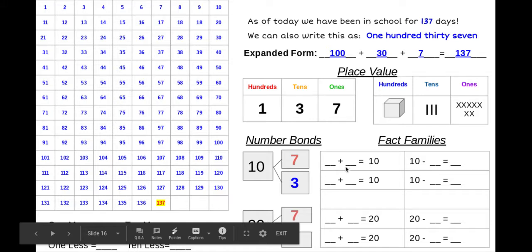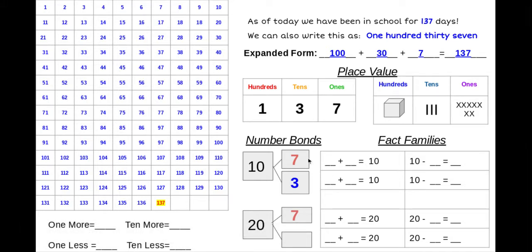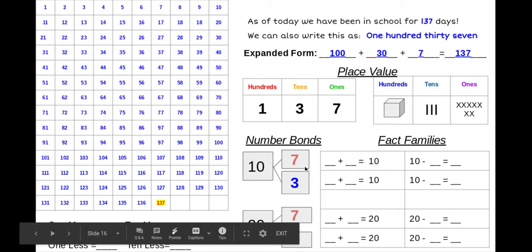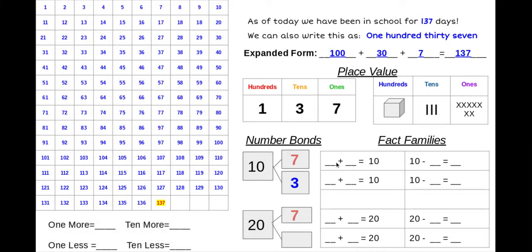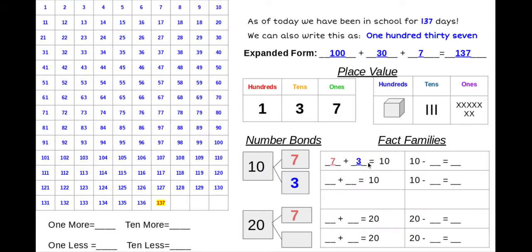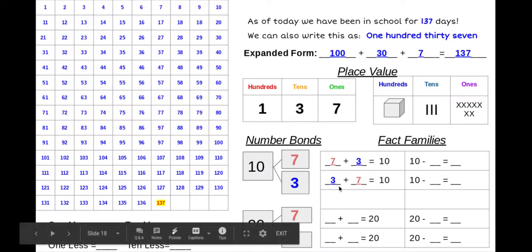Okay, so now we've got to come up with our fact families for it. What number sentence can we come up with using these numbers to make 10? Go ahead. Abby says 7 plus 3 equals 10. And what would a flip-flop be? 3 plus 7 equals 10. So let's see which one comes up first. 7 plus 3 equals 10. And then the flip-flop would be 3 plus 7 equals 10. Good job. There's your flip-flop fact right here.